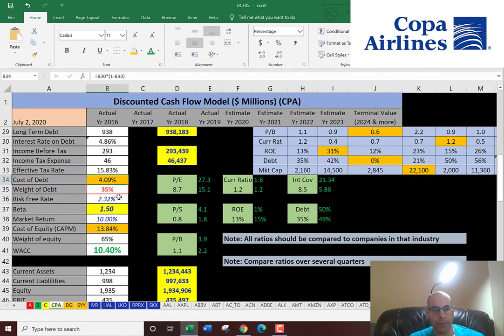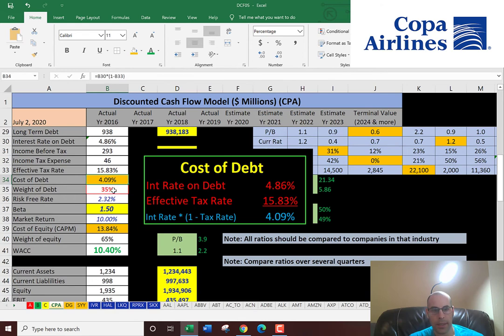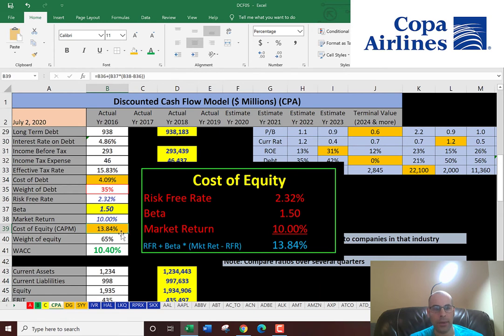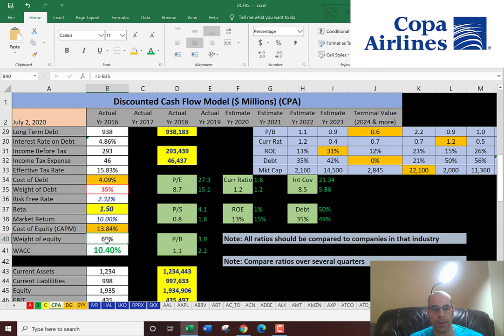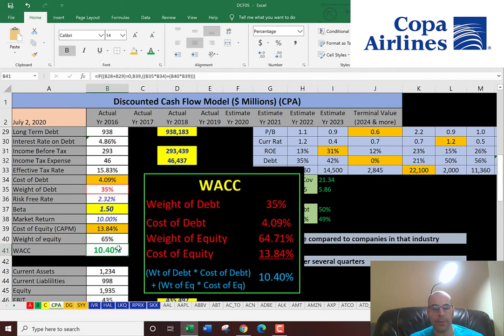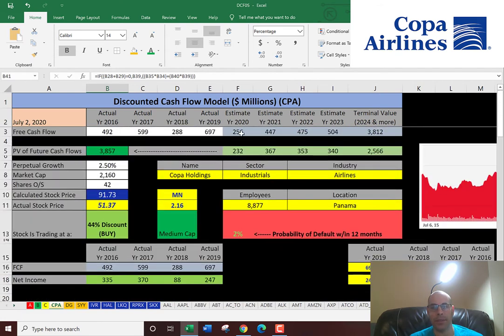Now we know their weighted average cost of capital. That's a blend of the cost of debt, 4.1%, and they have 35% debt in their capital structure, and the cost of equity, 13.8%, and they have 65% equity in the capital structure. So the weighted average cost of capital comes out to 10.4%, and that's what we're going to use to discount the future cash flows. So we estimated 4 years of future free cash flows. And then we did a terminal value, which is all years past year four. Then we discounted those numbers back to today's dollars. And we get a value for the whole company of $3.9 billion.